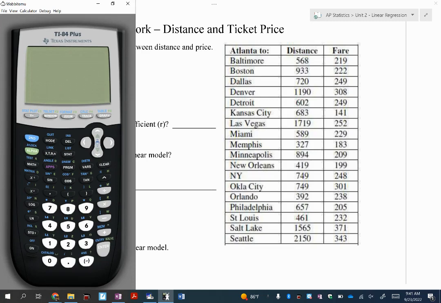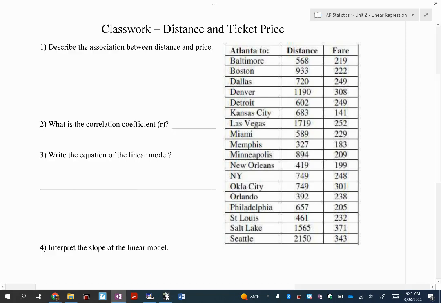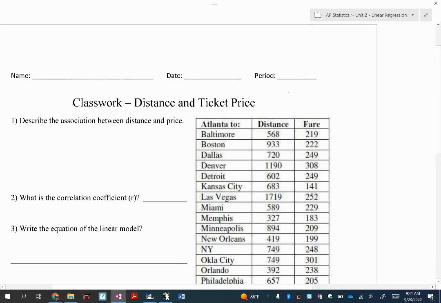If you're watching this video and you're trying to type the numbers in yourself, make sure you take a moment to turn diagnostic on, so that when you do your linear regression, you have all of the information that you will need. We've decided in class that distance explains price. You don't have to write that; it's just for my brain. I know what is going to be my x and what's going to be my y.